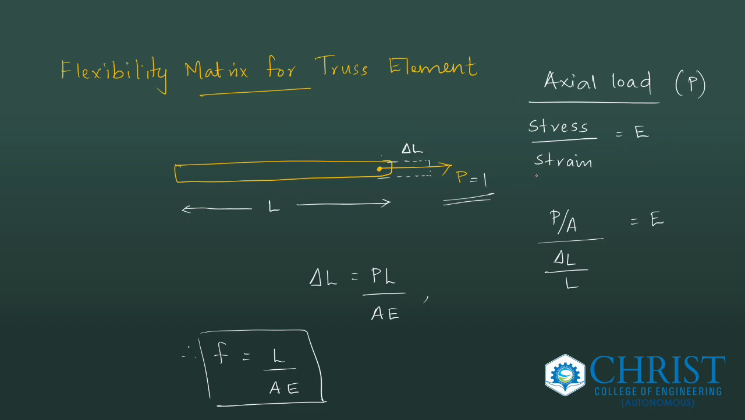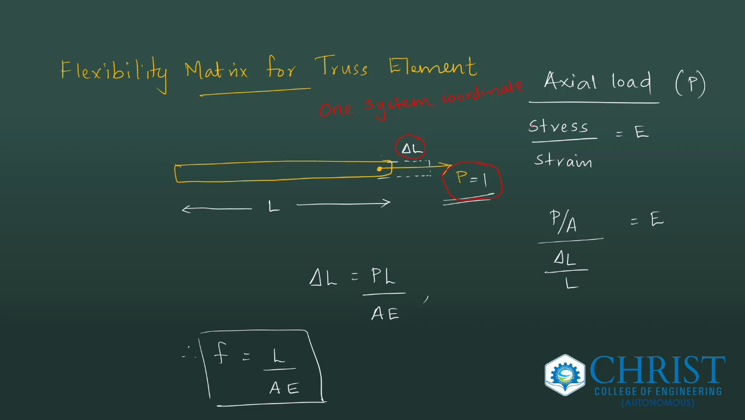Next is the element flexibility matrix for a truss element. We are interested in considering only one system coordinate. So I take an element where axial force P is acting. So I apply a unit axial force P equal to 1. The system displaces by an amount delta L.